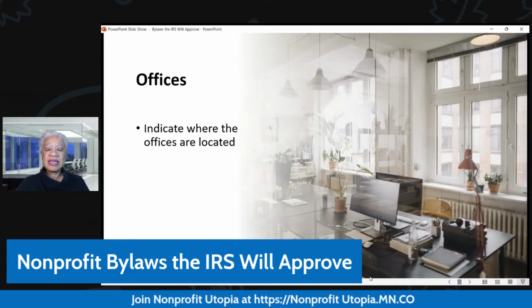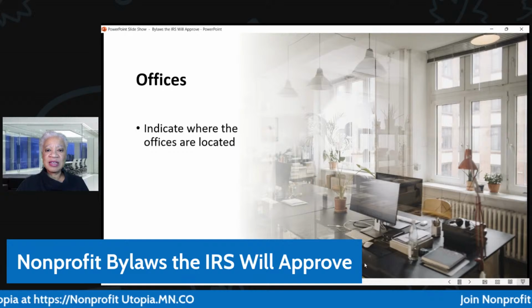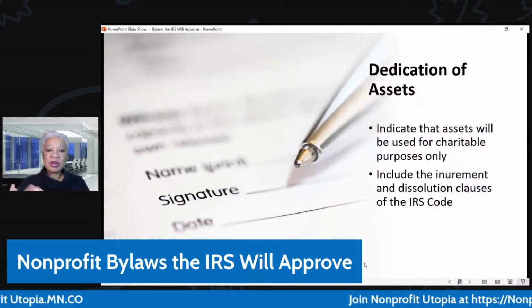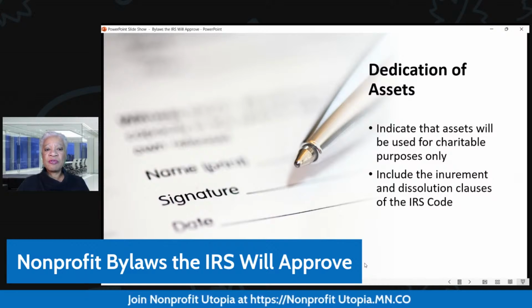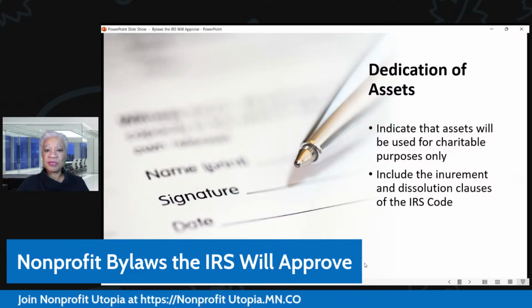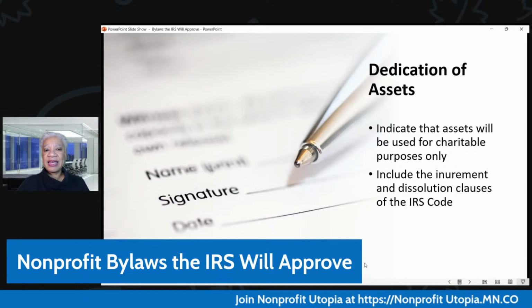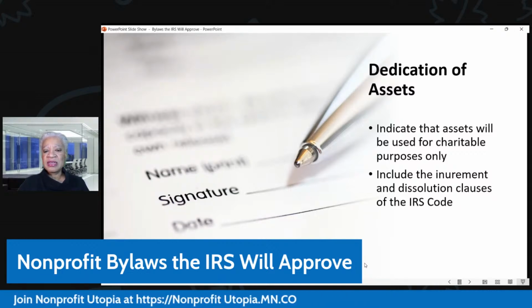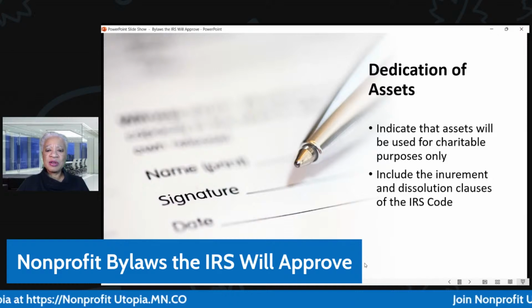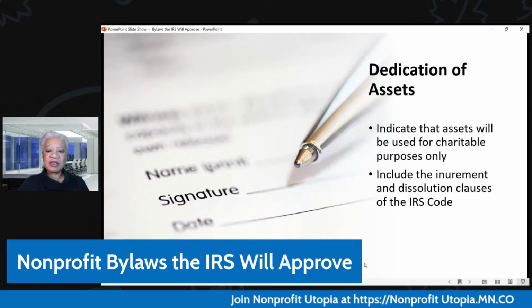Offices: you want to indicate in your bylaws where your offices are located physically. And if you have more than one office, you want to indicate that as well, and indicate some of the criteria for opening new offices. You also might consider the dedication of assets article. So you want to indicate here that your assets are going to be used for charitable purposes. And then you also might want to include the inurement clauses and the dissolution clauses of the IRS code.